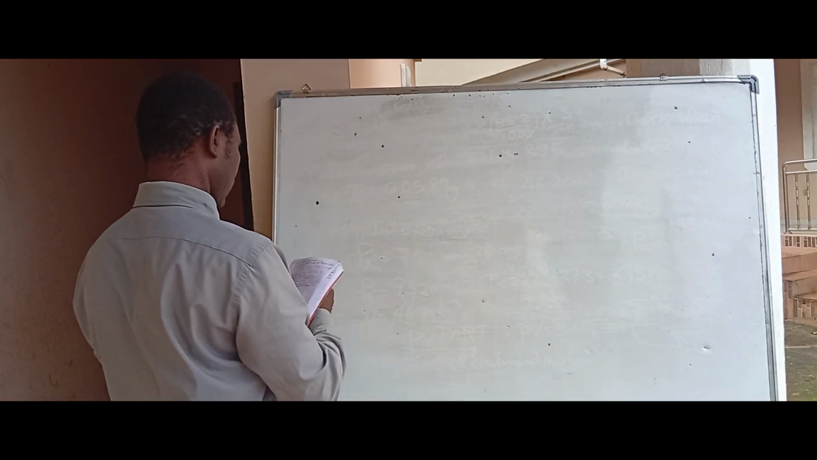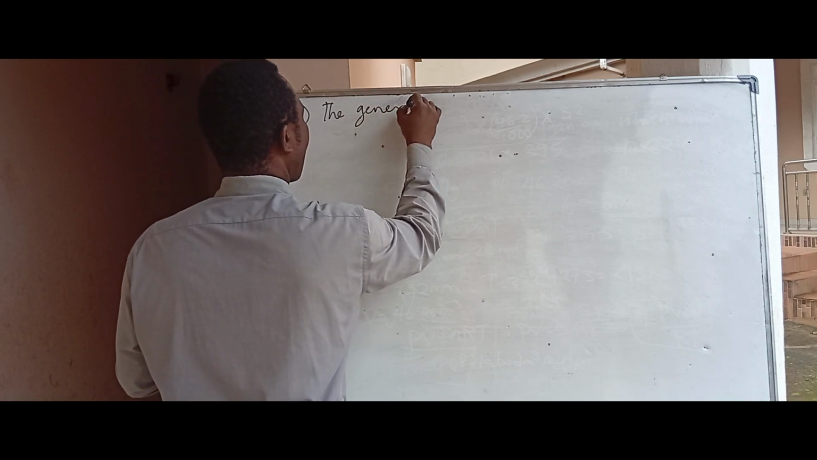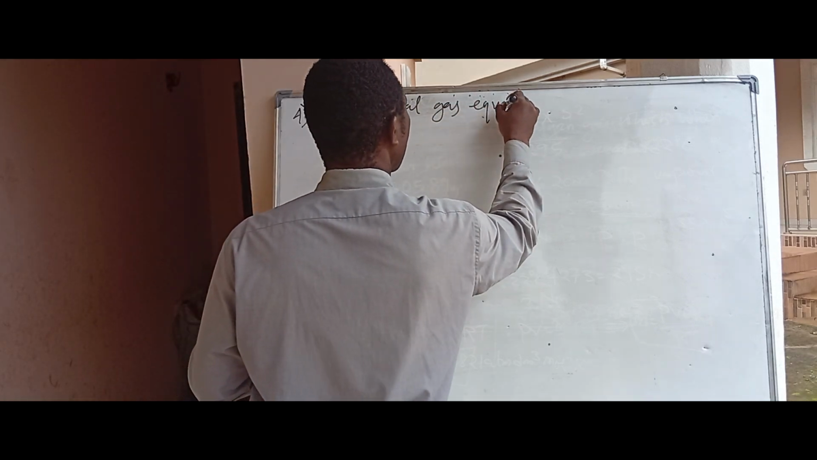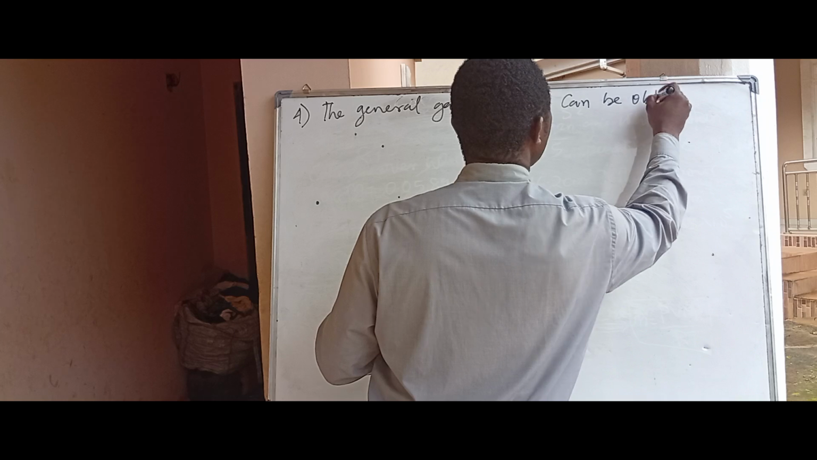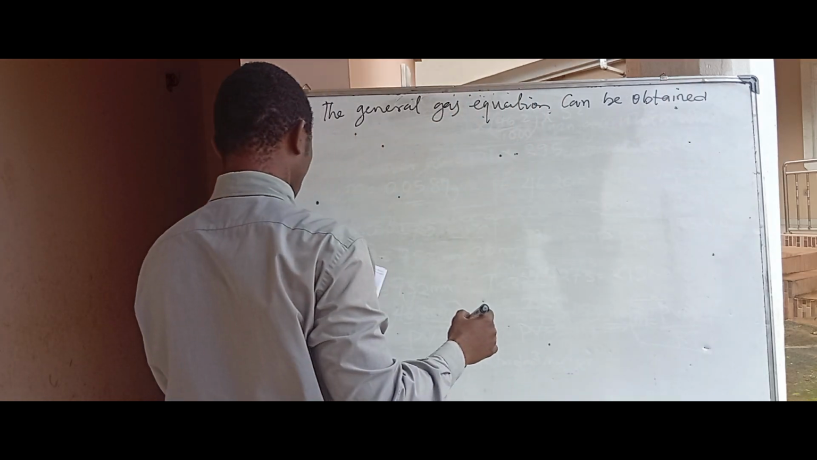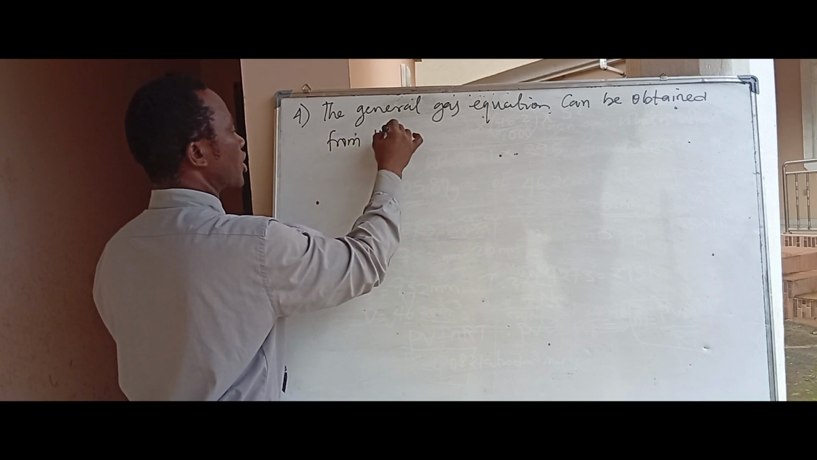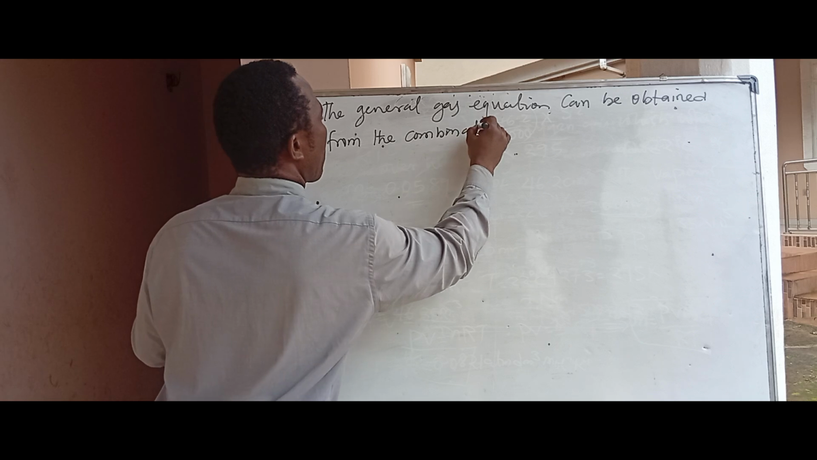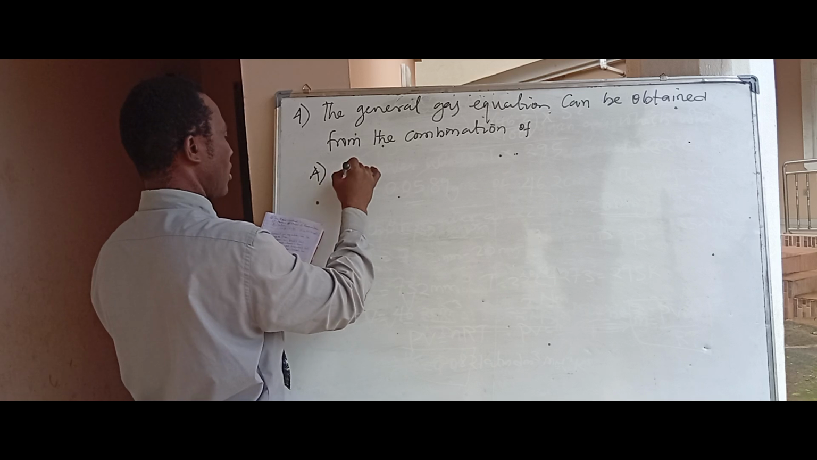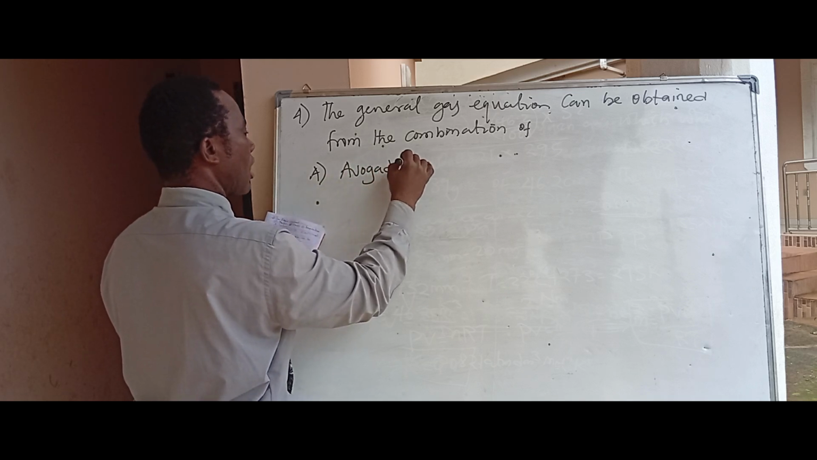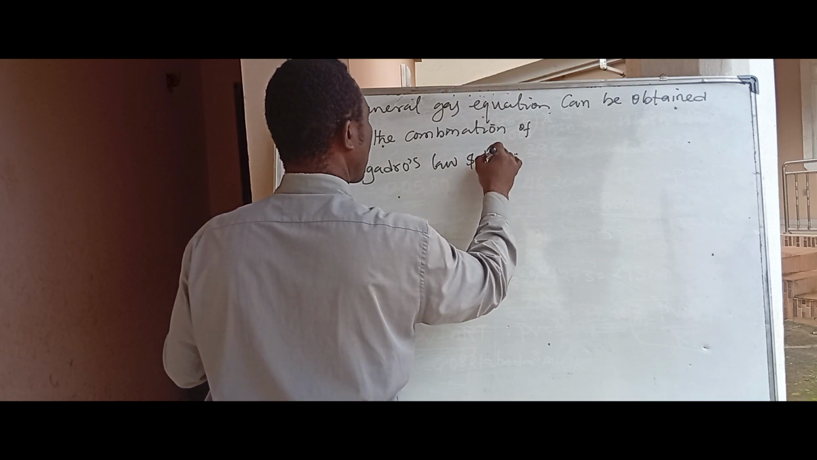The fourth question says the general gas equation can be obtained from the combination of: option A, we have Avogadro's law and Boyle's law.